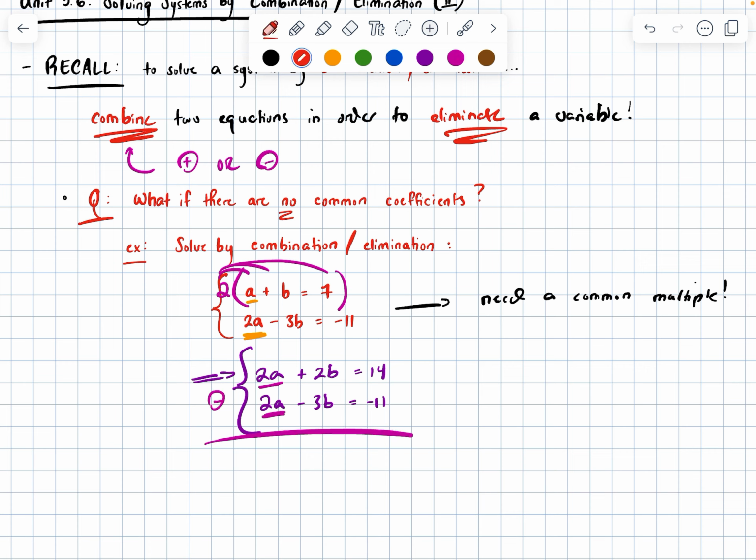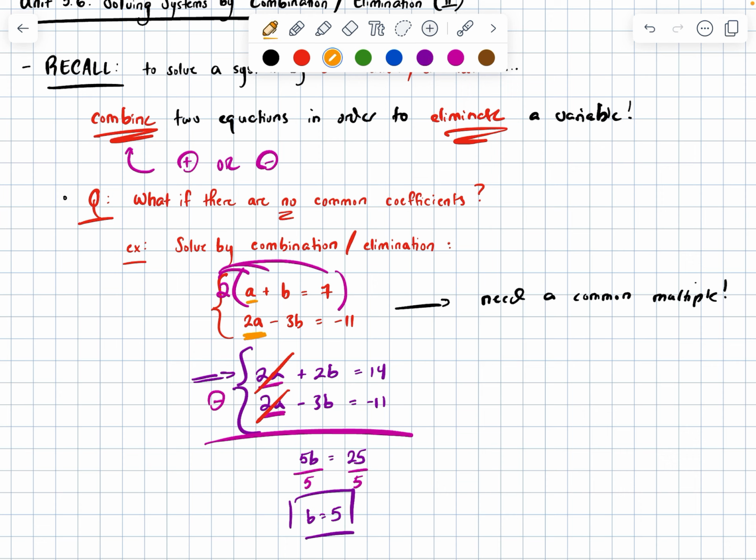All right, hopefully you've got it. Let's do some subtraction. So doing some subtraction here, I'm in familiar territory. 2A minus 2A is 0, those go away. 2B minus negative 3B is plus 3B. So 2B plus 3B is 5B. And then finally, 14 minus negative 11, that's 14 plus 11, which is 25. Dividing both sides by 5 to get b by itself, b is equal to 5.